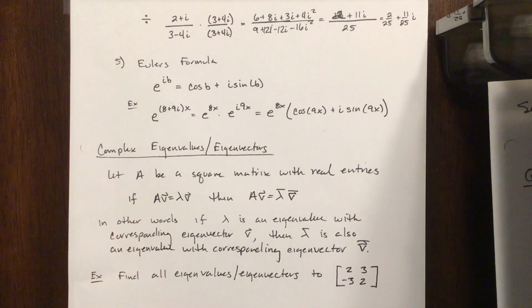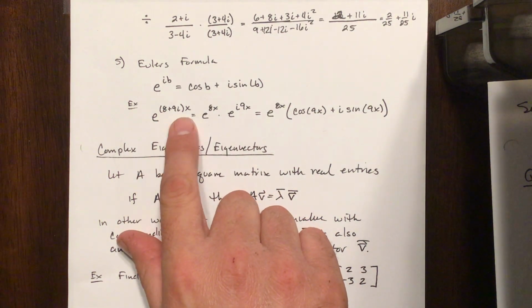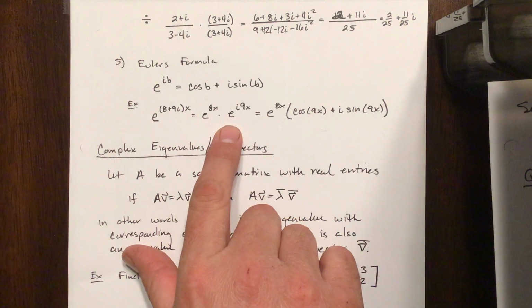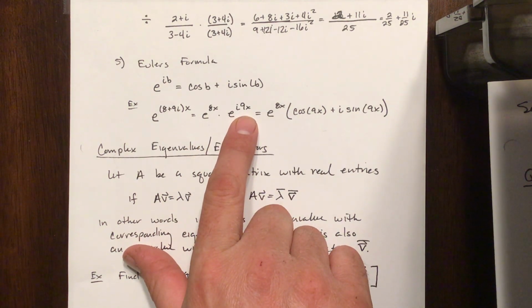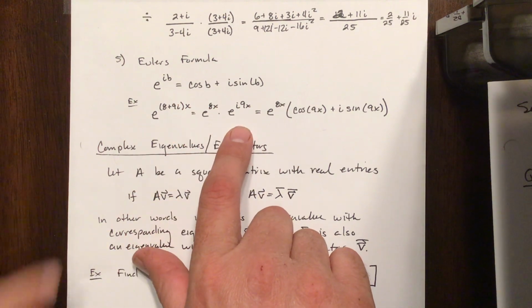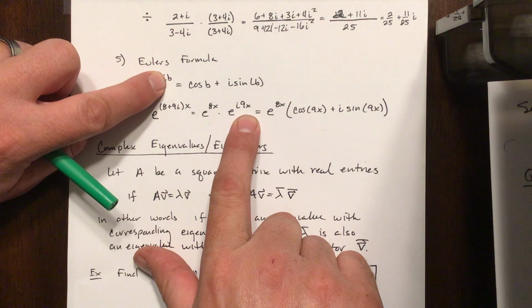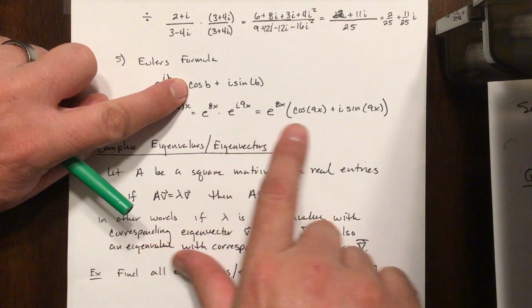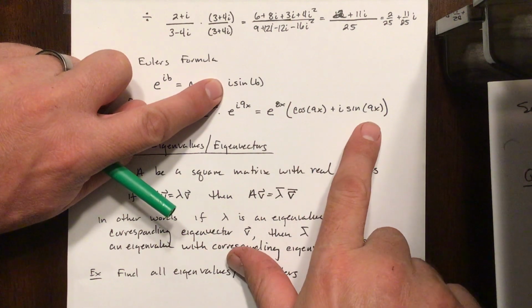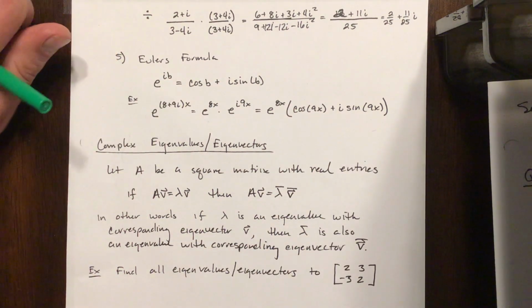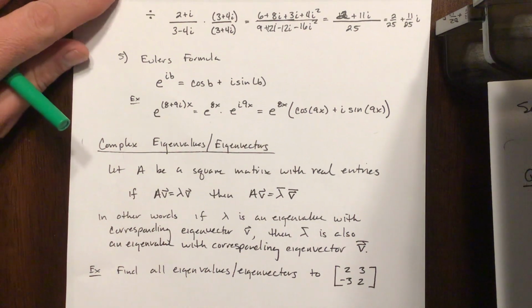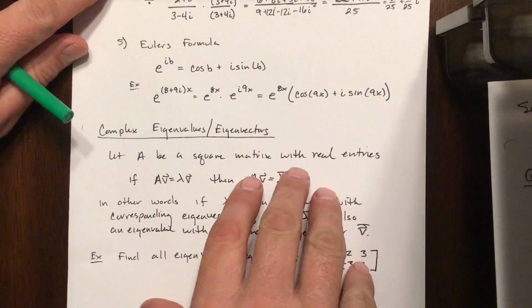Euler's formula says that e to the ib is equal to cosine b plus i sine b. That will be relevant in another couple lessons from here. An example of that is if I take e to the 8 plus 9i x, that's the same as e to the 8x times e to the i 9x. Using the formula above, here b is being played by 9x. So that's cosine 9x plus i times the sine of 9x. Again, this will be much more relevant at a later time.